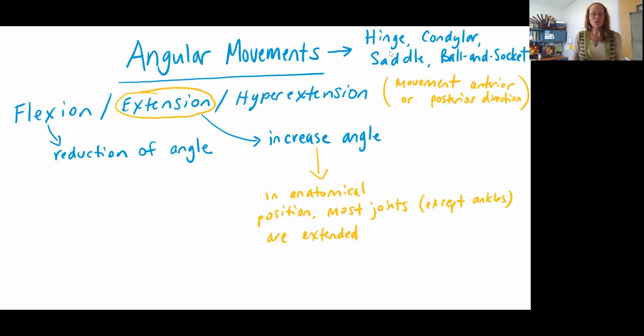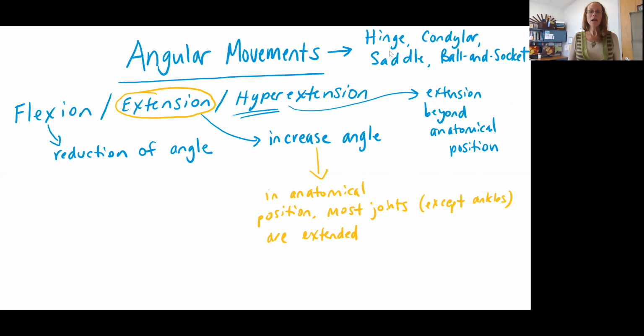And most of our joints are in extension in anatomical position. So my ears over my shoulder, my anatomical position here for my neck would be extension. If I have my arms down at the sides, then my elbow is in extension, okay? So pretty much everything except your ankles would be extended in anatomical position. Now hyperextension means to extend beyond anatomical position.